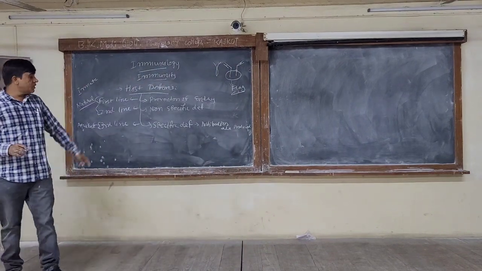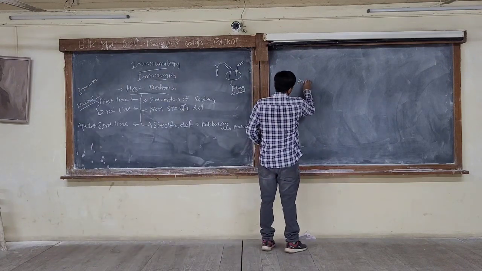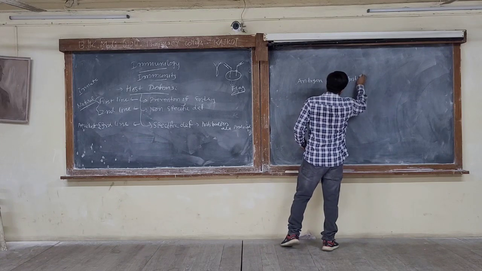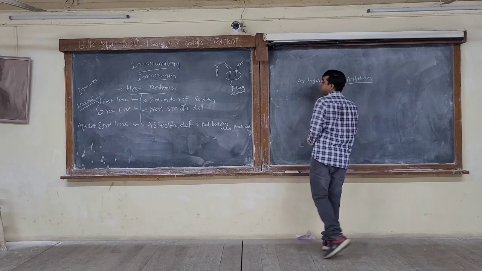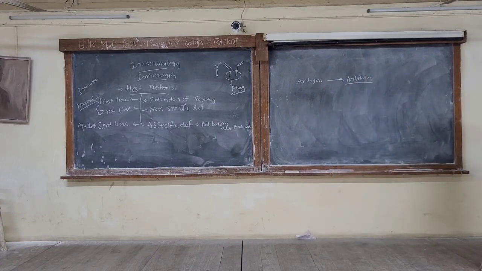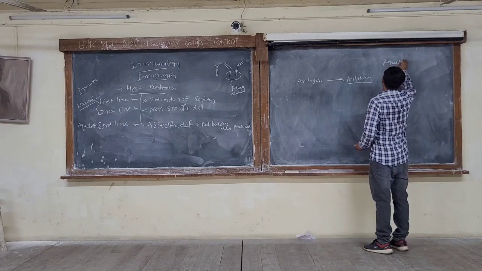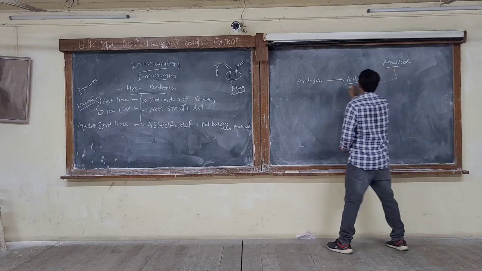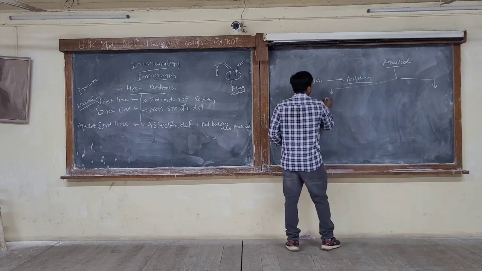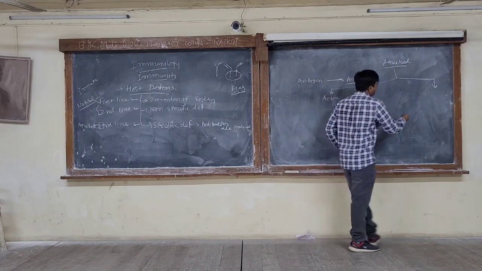Now, this immune response or antibody production is triggered by antigen. And in response to antigen, our body produces antibody. This is called specific defense or acquired immunity. Now, this acquired immunity can be categorized in two categories. First is active immunity and second is passive immunity.